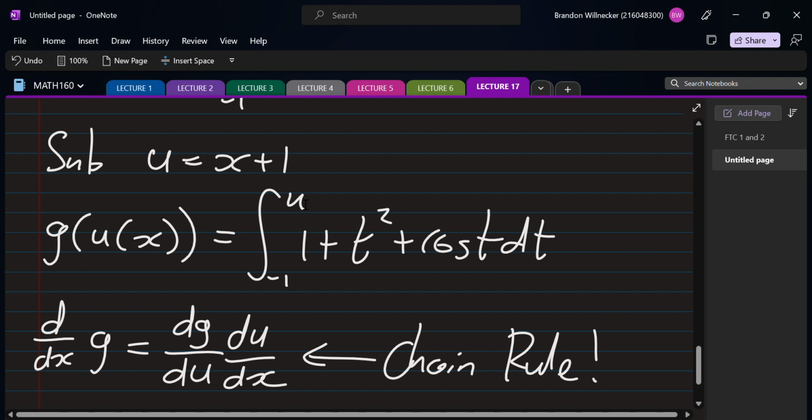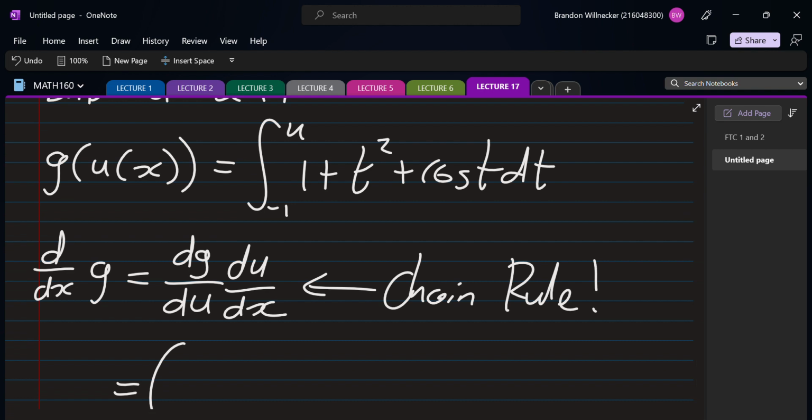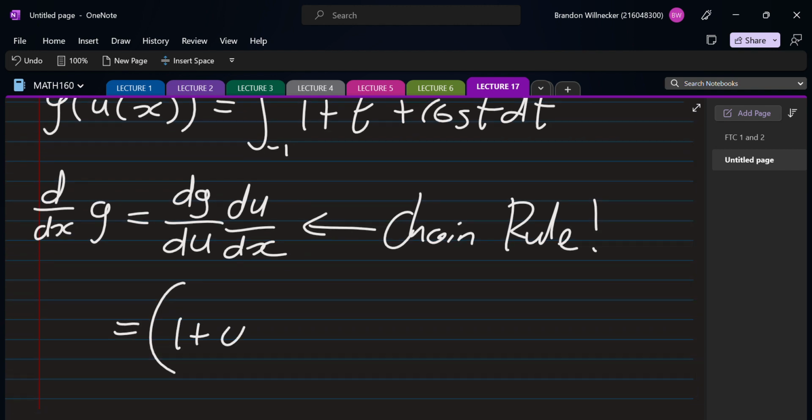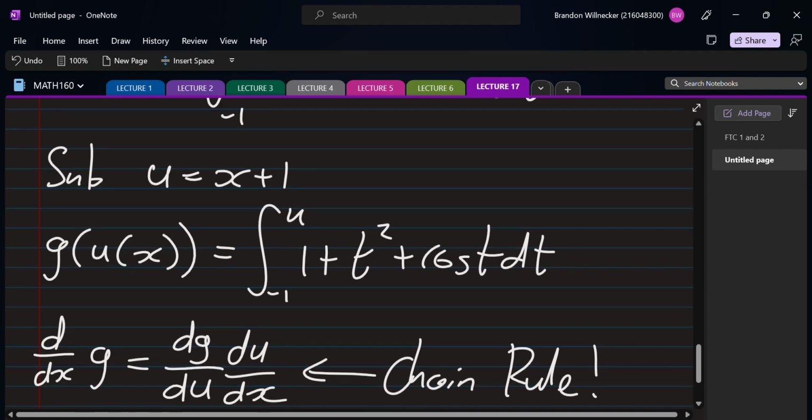Because this top part is a single variable, we can take the derivative quite easily. So, FTC part 2, we take the integrand, and we substitute that upper bound, which is u. So it will be 1 plus u squared plus cos of u. Quite easy to do there. Then, chain rule, du by dx. u is equal to x plus 1. Taking the derivative, we just get 1.